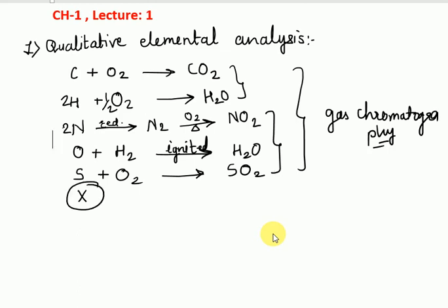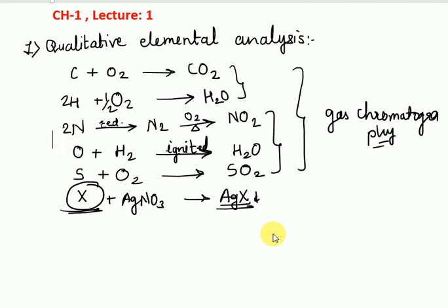For halogens there is a special test. An organic compound containing a halogen reacts with AgNO3 and forms a precipitate of AgX, and that precipitate indicates the presence of the halogen in the given organic compound. So from this data we can say which kinds of atoms are present in the given organic compound.